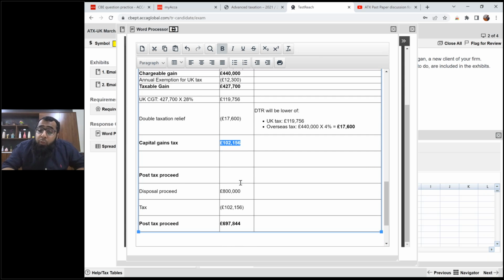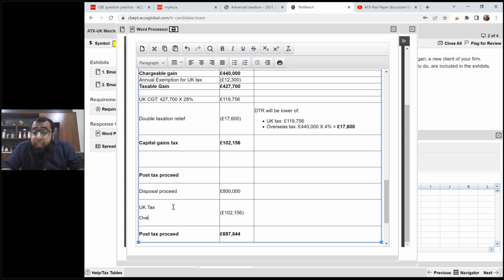Now in the post-tax proceed, we have made one slight error. As I always say, there are small errors which you can make in the ATX paper. We wrote the disposal proceed and deducted the UK tax from it. The UK tax was 102,156. But we have also paid overseas tax in the question. If you look at it carefully, we also paid 17,600 overseas.